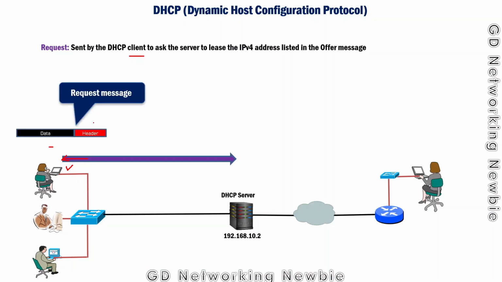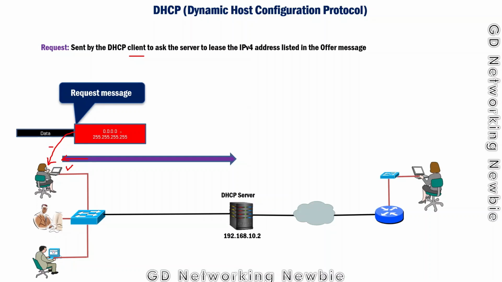Now in this request message, again, we have to send an IP packet. So in that case, we need a source IP address and a destination IP address. And look, this is the important point: this client still does not have any IP address of its own. It has not been assigned. Yes, it has received the offer, but it has not accepted it.